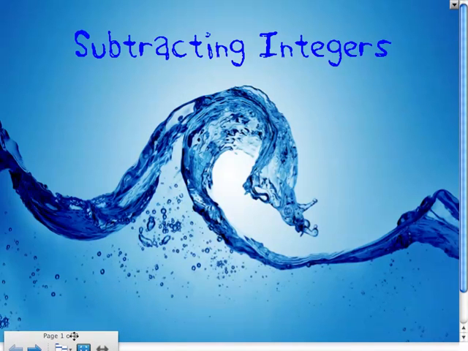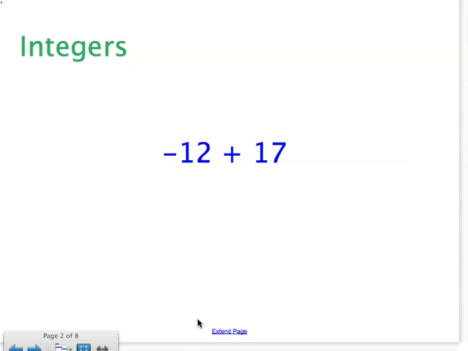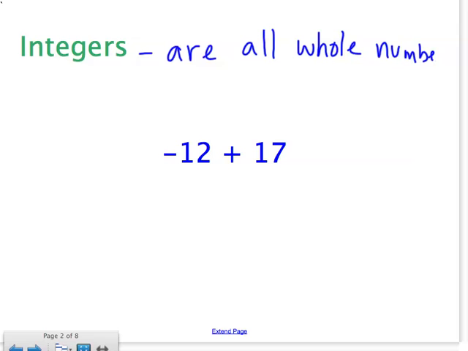This video is on subtracting integers. Alright, so first let's talk about what integers are again. Remember, integers are all whole numbers, and whole numbers are numbers like 0, 1, 2, 3, 4, etc. So all whole numbers, and their opposites.